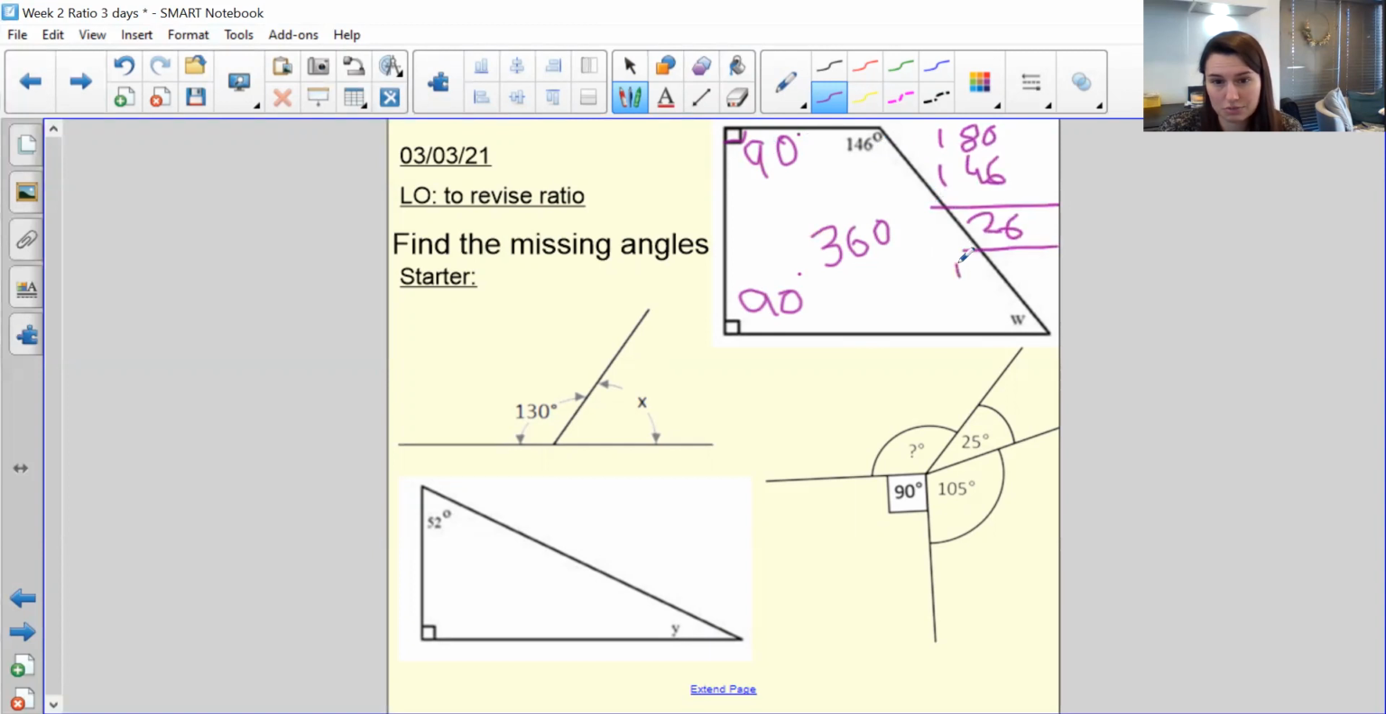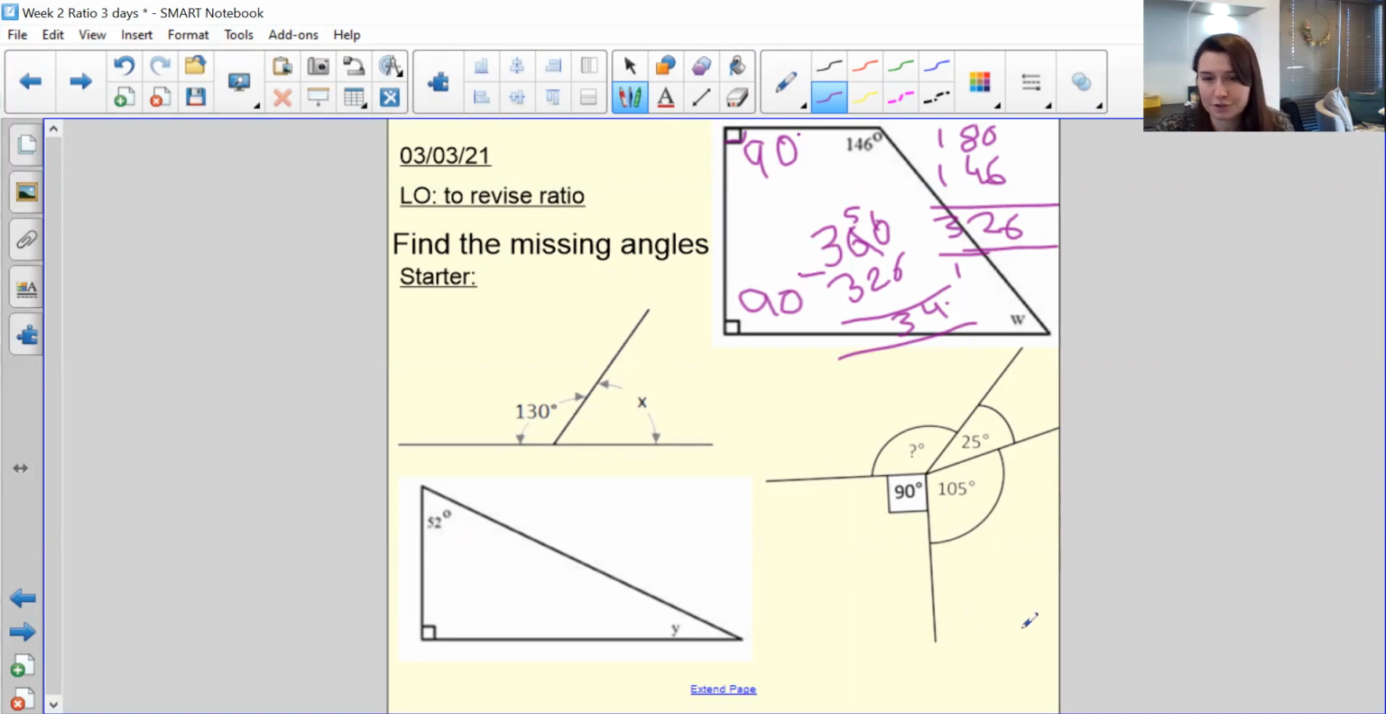If you can do that in your head, great. If not, use your methods. And then let's subtract that from what the total should be to give us our missing angle. So we need a little bit of regrouping there. 10 take away 6 is 4. 5 take away 2 is 3, which leaves us with that missing angle of 34 degrees.